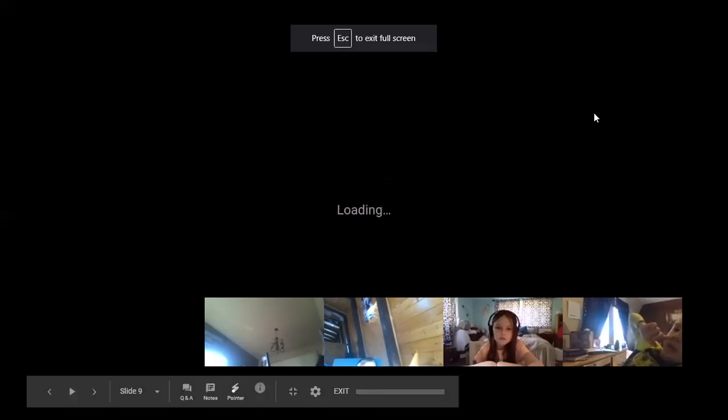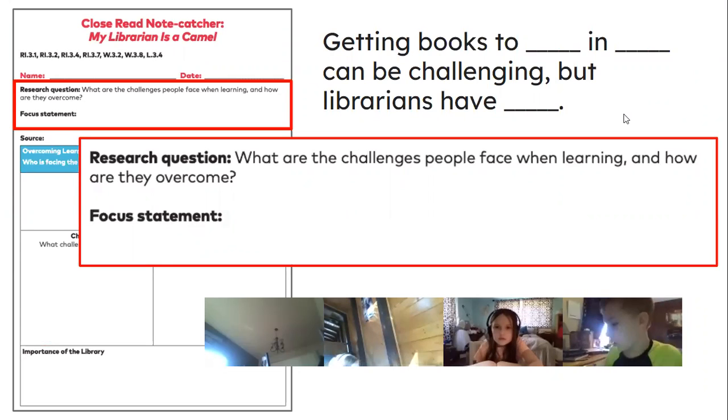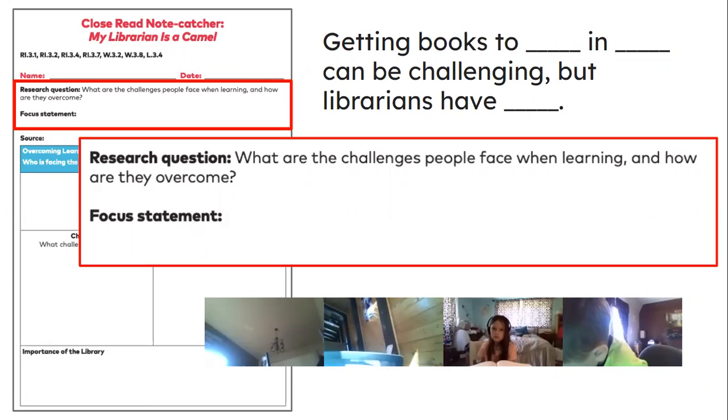Sorry, friends. Getting books to blank and blank, and then what are the next words you're gonna write, Sawyer? Yep, what are the next words we're gonna write? Can be challenging. All right, let's write that. Getting books to, and then you wrote the who. You wrote the place of your own place, right? Where your expert country is. Can be challenging. You got those words? Can be challenging. I'll wait for you.